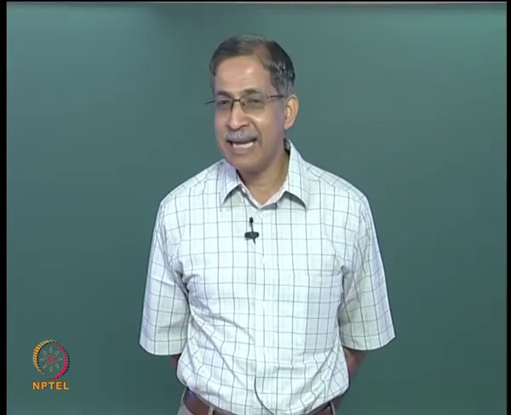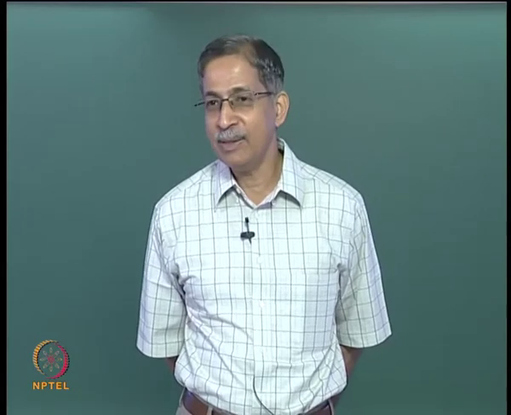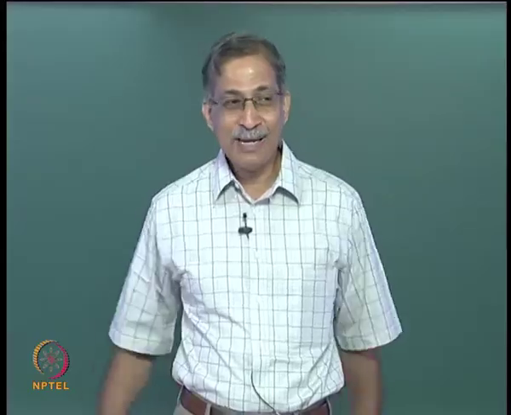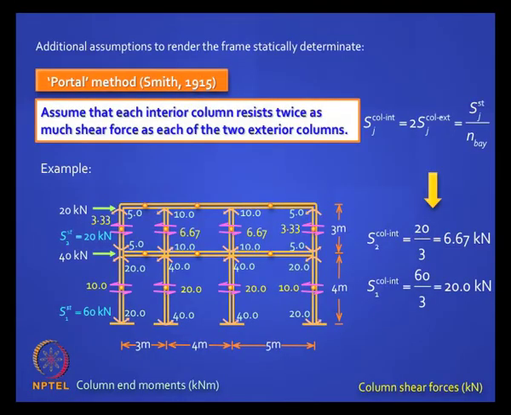Is there any error in the calculation? Is it not straightforward? Can you not do it in 1 minute? Right? Now let us look at the big picture. So you can fill the bottom story also, 10 into 2 is 20, 20 into 2 is 40, right. So you got in one shot the column shears and column moments. Now we will see what to do.